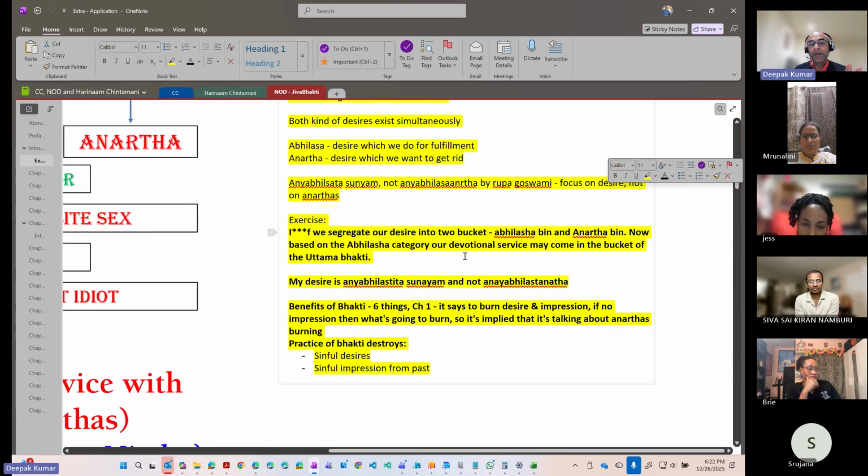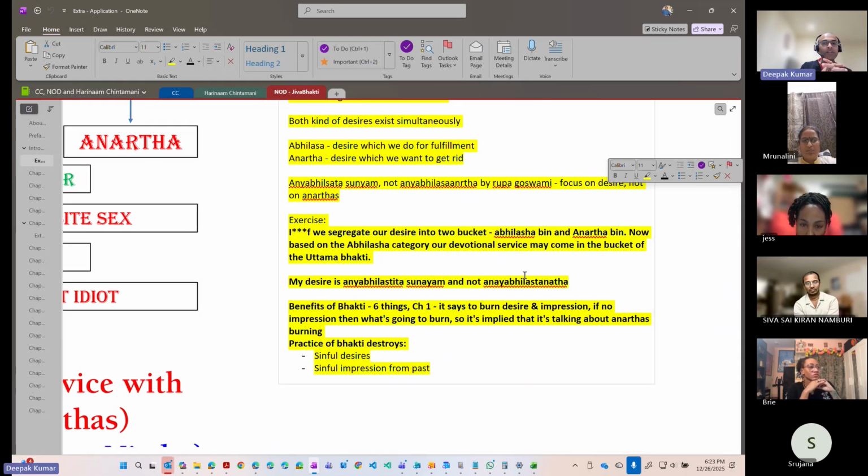Okay. So now if I segregate our desire into two buckets, one is called the Abhilasha bin, the other is called the Anartha bin. Now, based on the Abhilasha category, our devotional service may come in the bucket of Uttama Bhakti. If you only look into the Abhilasha bin, most of you will say that yes, Krishna is my goal. There is no doubt about it. I want to serve Krishna. I want to please Krishna. There's nothing else. Do you agree with that? You have started separating your desires. Do you understand what we are trying to do? I can see Bri Mataji saying she understands. Everybody else is following. If not, feel free to ask, because this is very important. We can talk more.